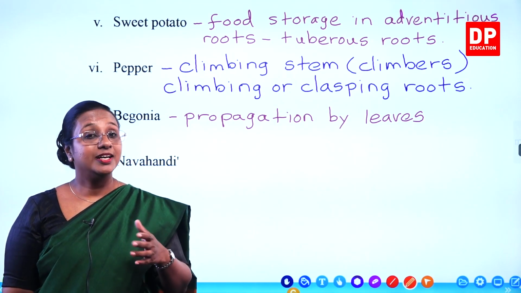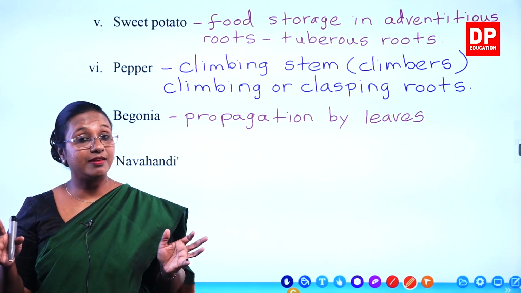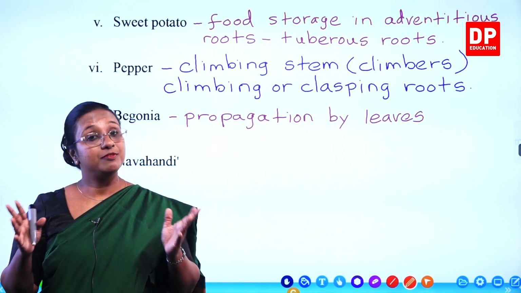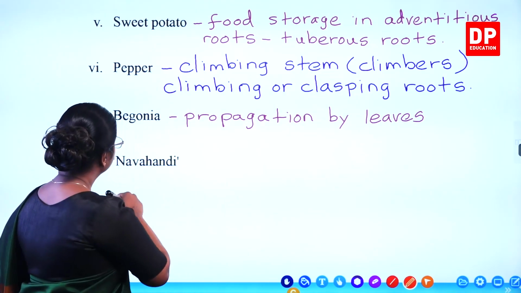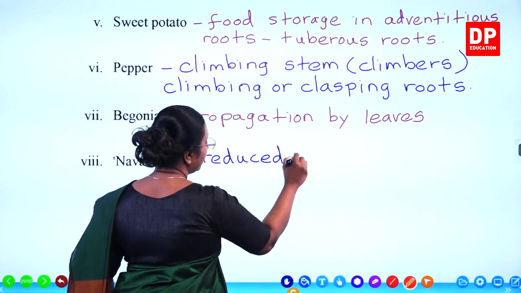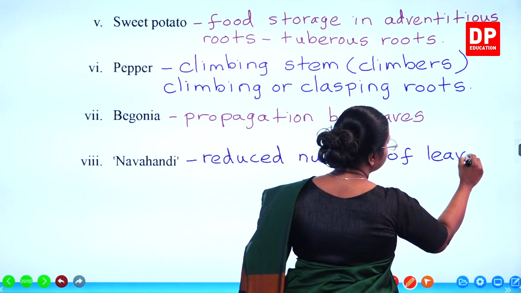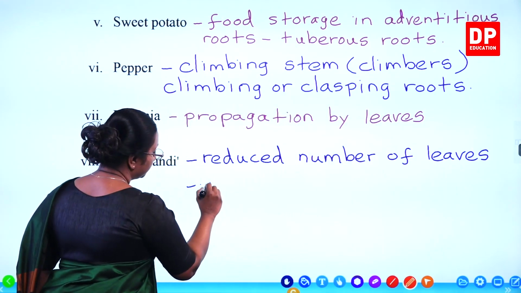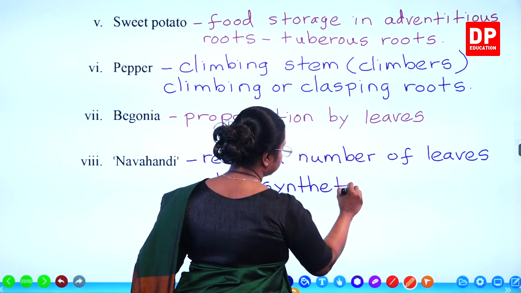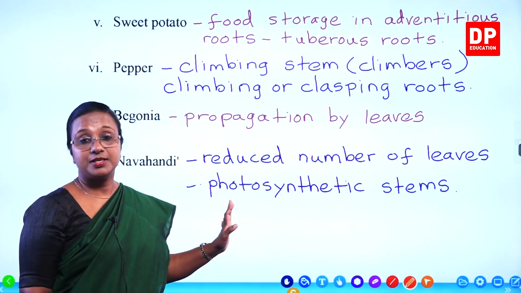What is that for? Adaptation to reduce transpiration. What is it? Reduced number of leaves, and you can remember the stem is also green in color, so that means photosynthetic stem. Fleshy stem, photosynthetic stem. So we have to write both properties. Reduced number of leaves, and also photosynthetic stem. These are the adaptations here.